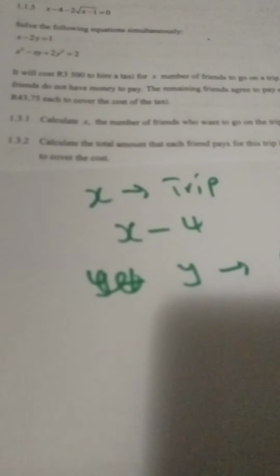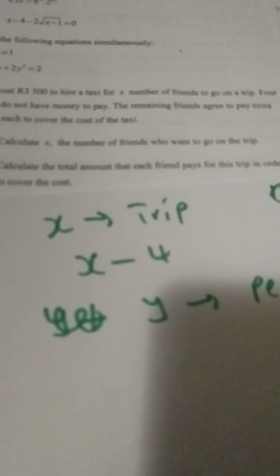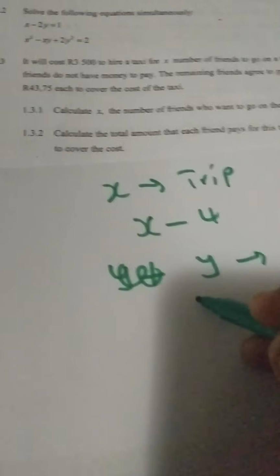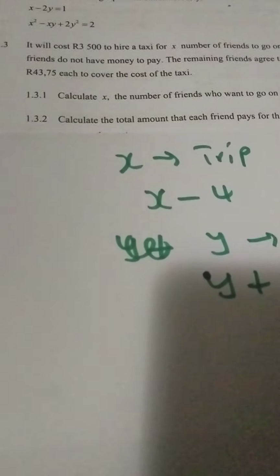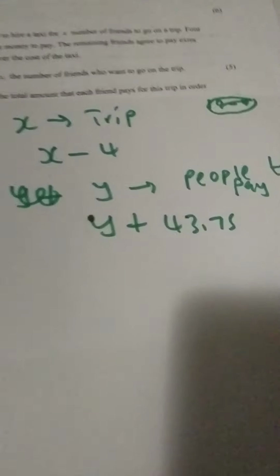That will be our Y. So let's make Y the people who have agreed to pay. The people who agreed to pay are 43 rand 75 cents. Okay, that will be the amount. Since they're paying, remember that one we're minusing because they're not agreeing to pay. So now I'm going to add, since they are willing to pay, 43.75. Okay, so now I've covered the trip and the people who want to go.